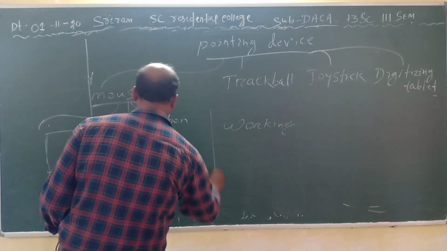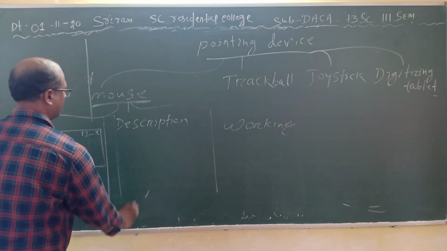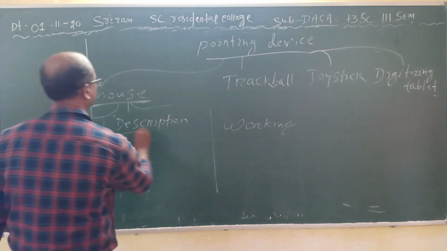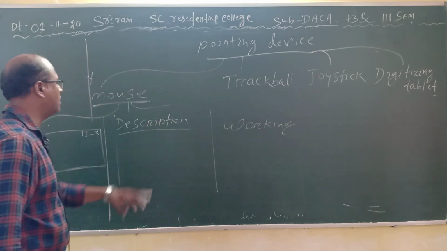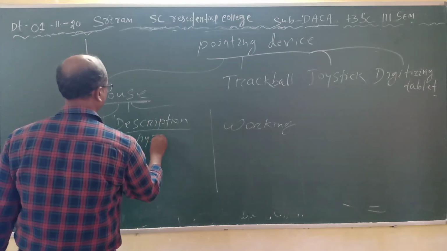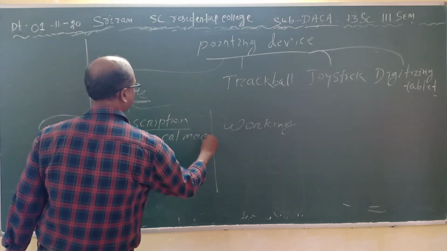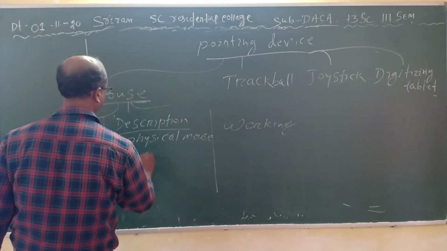From the designing point of view, in descriptions, the mouse is divided into two types further. One is the physical mouse. Another kind of mouse is the optical mouse.